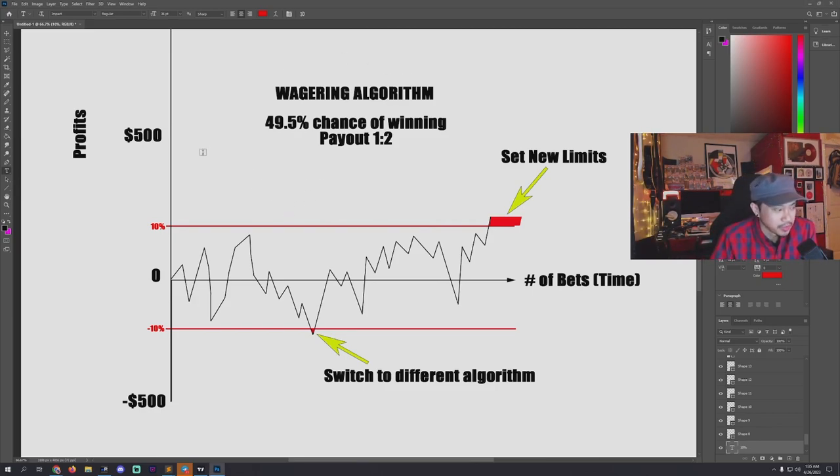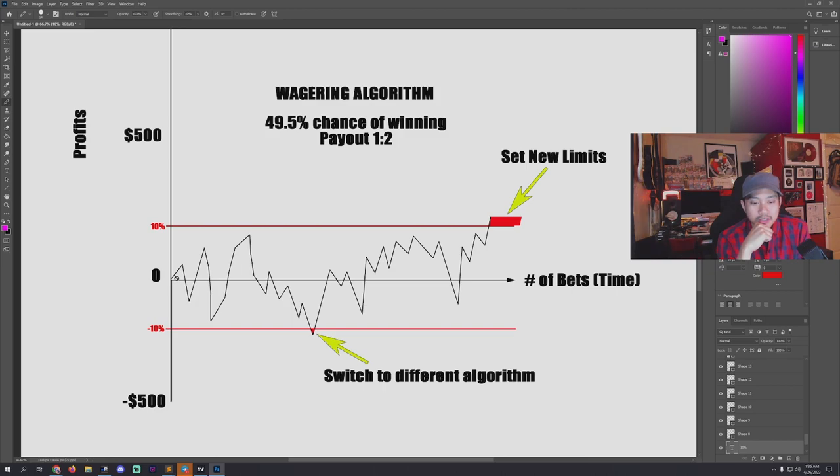So the wagering algorithm, here's how it's going to work. This is where we start off with profits at 0. Suppose we're betting with $100, or 100 Satoshis or whatnot. We need to have an algorithm that just goes up and down, up and down, up and down, and you slowly lose your money. The only way to do that is simply at 49.5% or 50%.